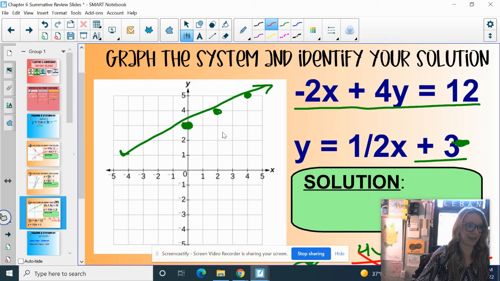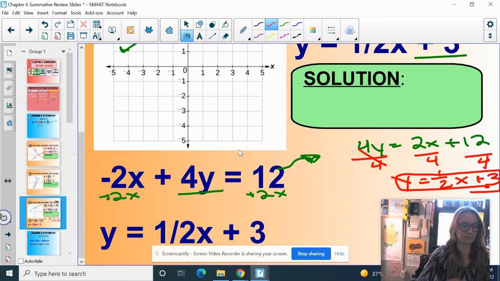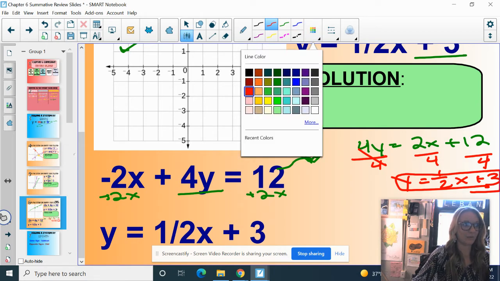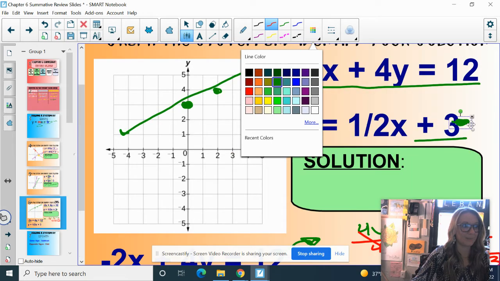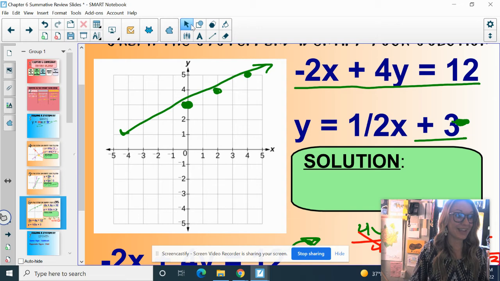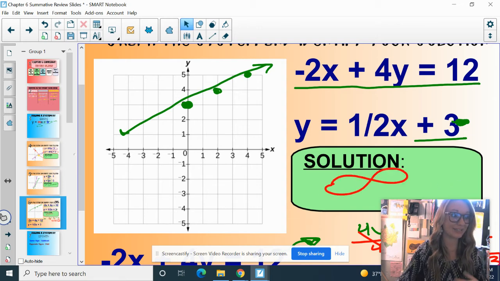Wait a second. Wait, stop right there. What do you notice? Look, this line is y equals 1/2 x plus 3. This line up here is y equals 1/2 x plus 3. They're the same line. It's the same exact equation. If it's the same thing, that's going to be infinitely many solutions, because if you graph it, it'll be right on top of each other.